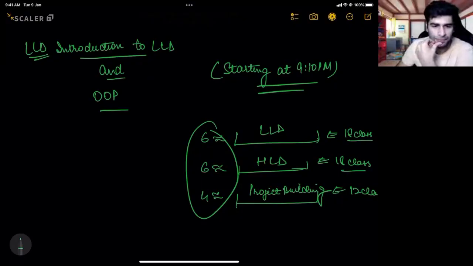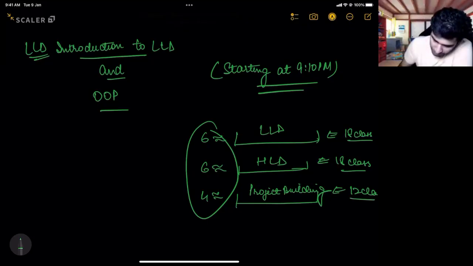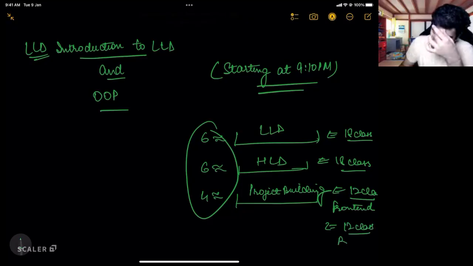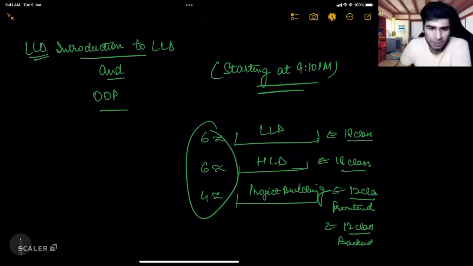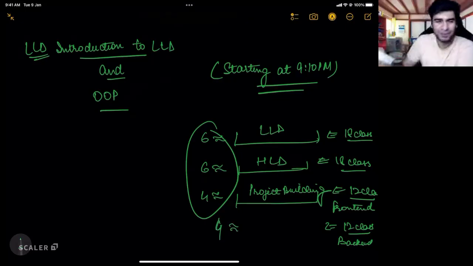Yes, good point. So for project building, there are going to be 12 classes for front end, and then there are also going to be 12 classes for back end. So both of these will be taught to everyone. Front end and back end both will be taught. So 4 weeks of this, 4 weeks of this. So you can expect the whole course is around 5 months now. All of that will be discussed today. Don't worry.